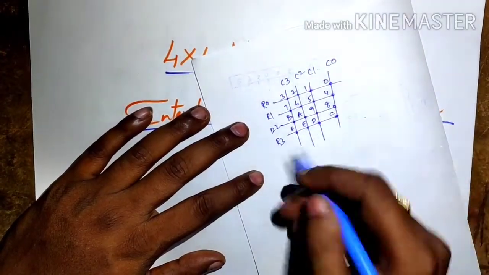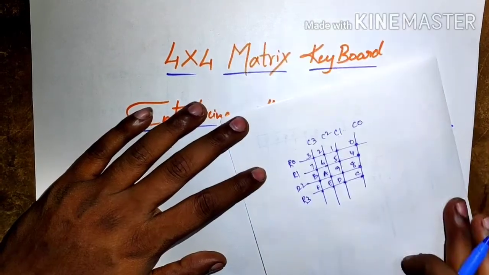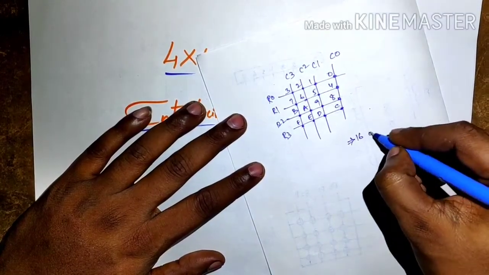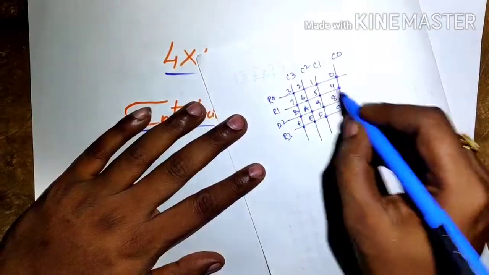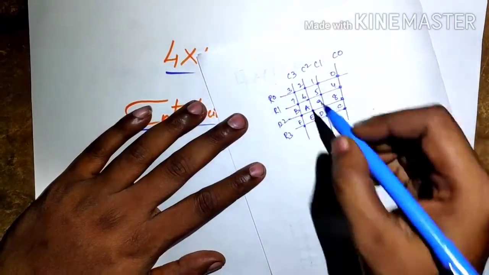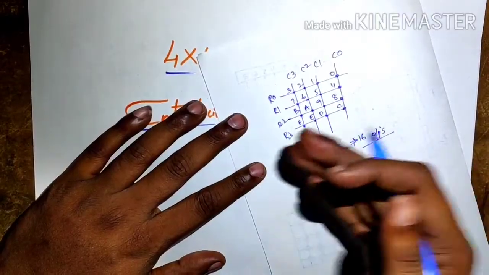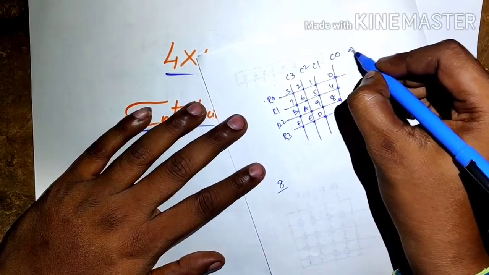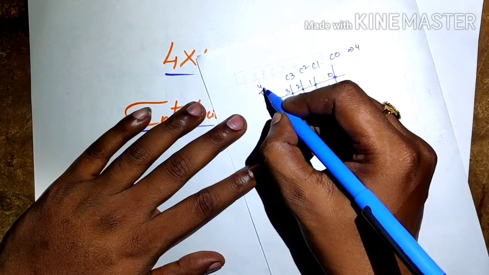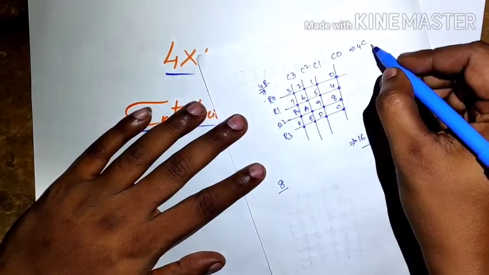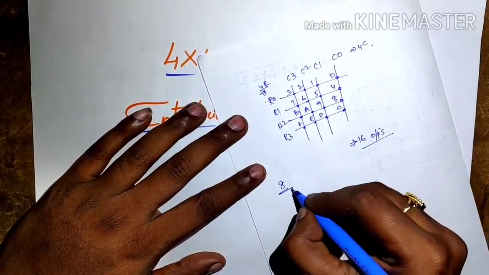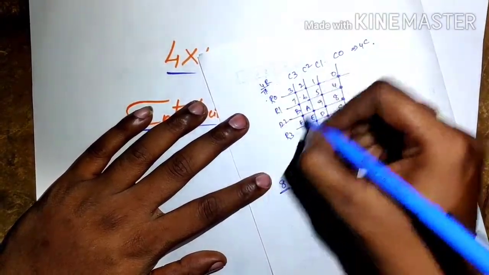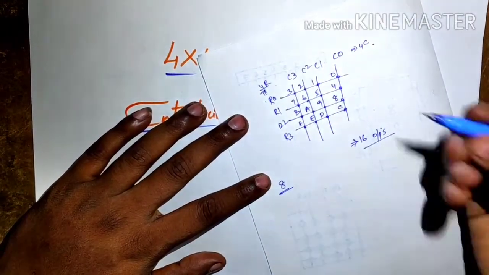The major advantage of the matrix keyboard is that here we are getting 16 outputs, 16 keys, but the pins connected to the microcontroller will be only 8. These 4 columns plus 4 rows will be 8, so these columns and rows will be connected to our microcontroller.